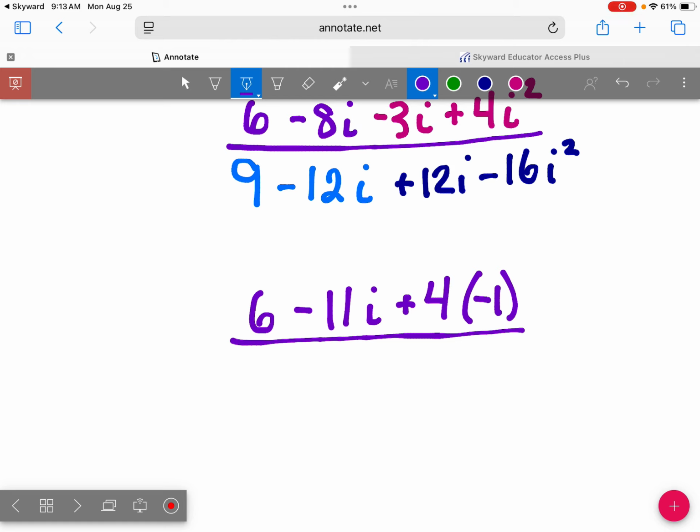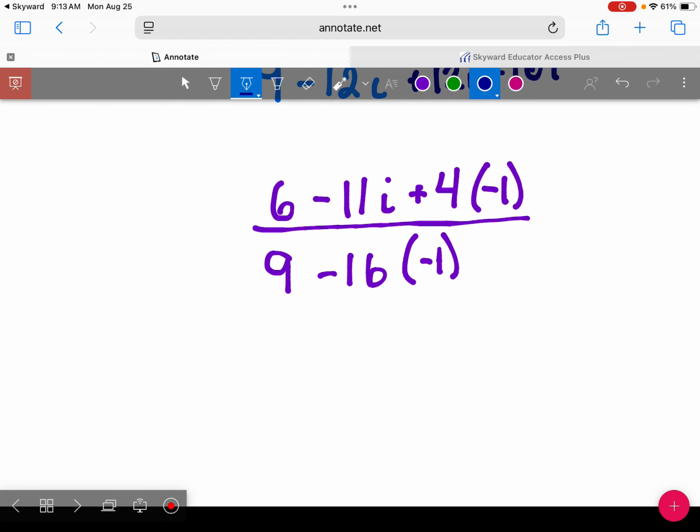In our denominator, same vibe. I'm going to have my 9. Minus 12i plus 12i cancels out. We have minus 16i squared. And again, i squared we know is negative 1. Got a lot of pieces here. And we're almost all the way to the end. Because we have our 6 minus 4. So we're going to have in our numerator 2 minus 11i.